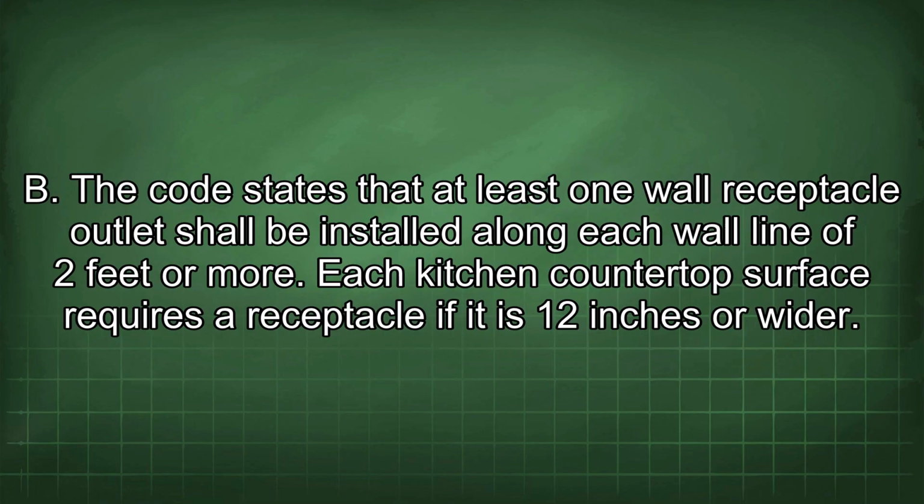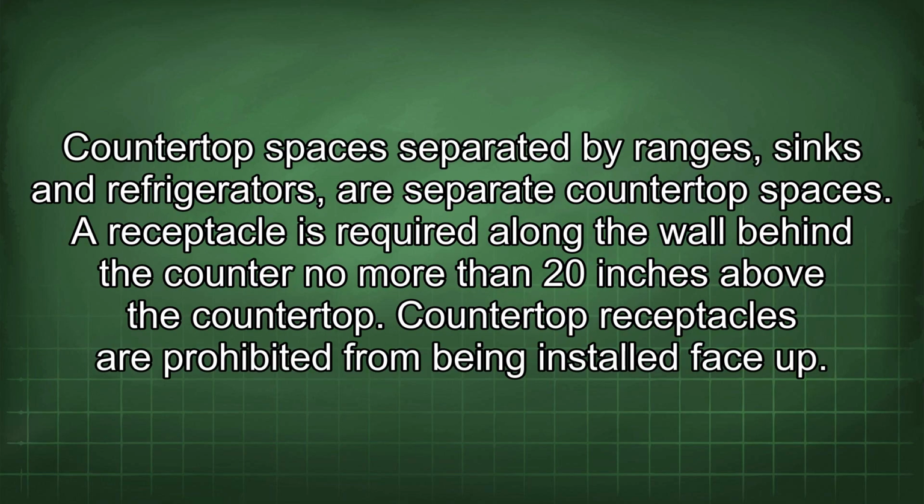The code states that at least one wall receptacle outlet shall be installed along each wall line of 2 feet or more. Each kitchen countertop surface requires a receptacle if it is 12 inches or wider. Countertop spaces separated by ranges, sinks and refrigerators are separate countertop spaces. A receptacle is required along the wall behind the counter no more than 20 inches above the countertop. Countertop receptacles are prohibited from being installed face up.